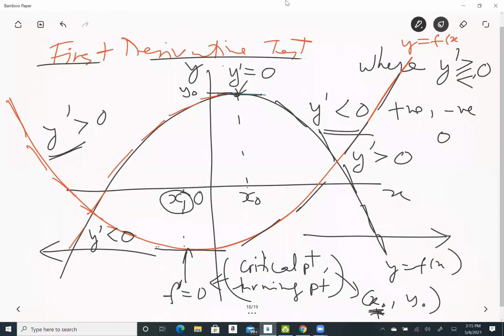On the left, you'll see y prime less than 0. On the right, y prime bigger than 0. So as I said earlier, you can break down the curve in terms of intervals, where y prime is positive and y prime is negative. And the separation point is y prime equal to 0. All right, okay. Now let's be more specific.